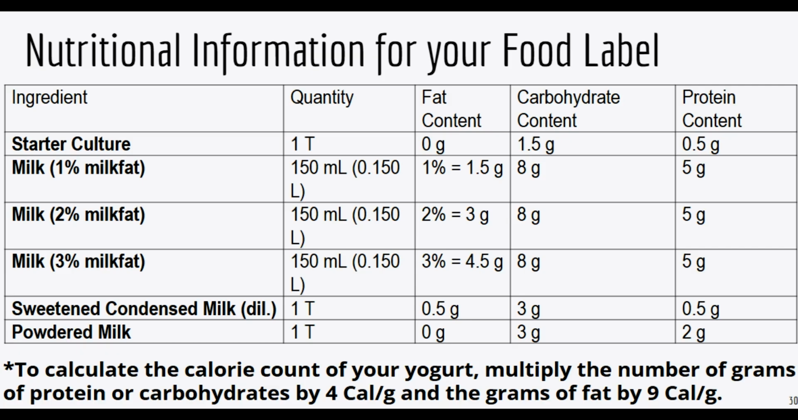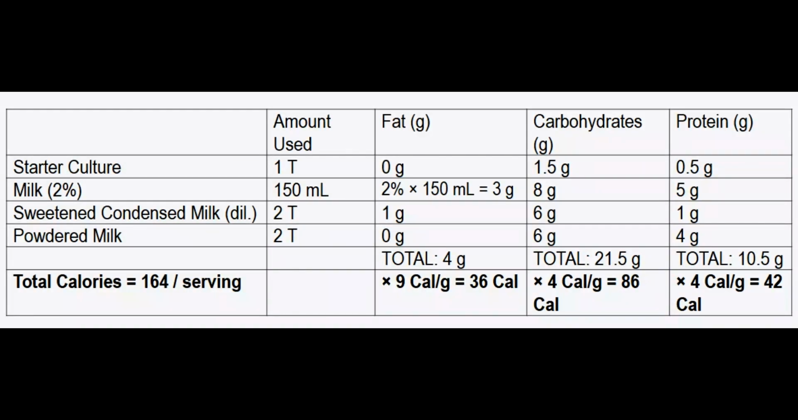So if you look at the recipe that I'm going to be building, you're going to see that I have chosen to use, obviously the starter culture and the milk are the same. I'm going to use 2%, which is going to be sort of in the higher end of the milk fat. I'm going to be using 2 tablespoons of sweetened condensed milk and 2 tablespoons of powdered milk. And so I went through the process of showing you here exactly how we're calculating the fat, the carbohydrates, and the protein. So all 3 of those things you can do on your own.